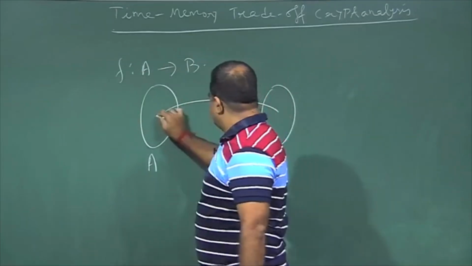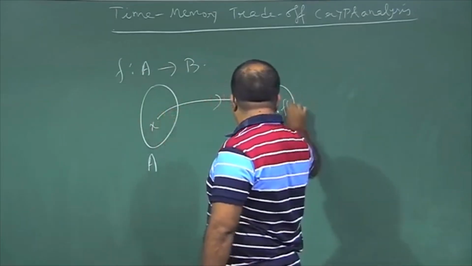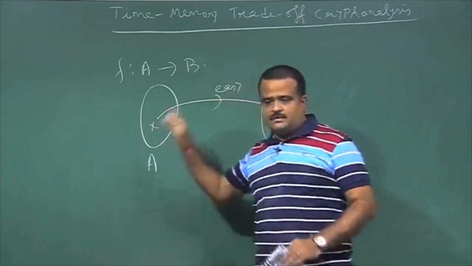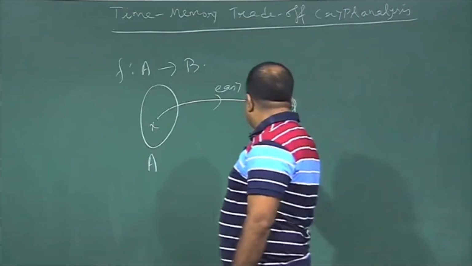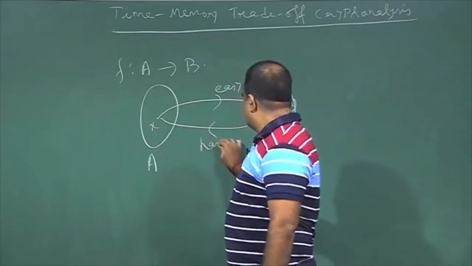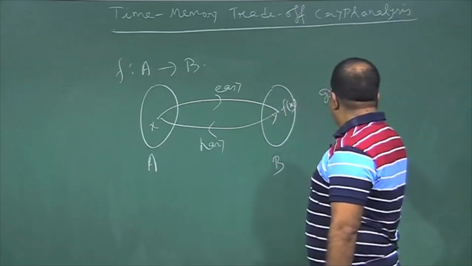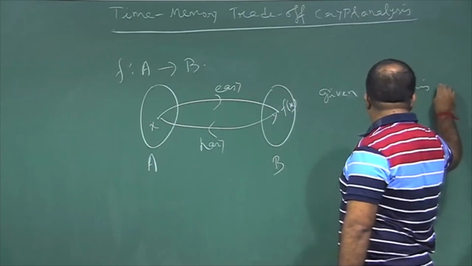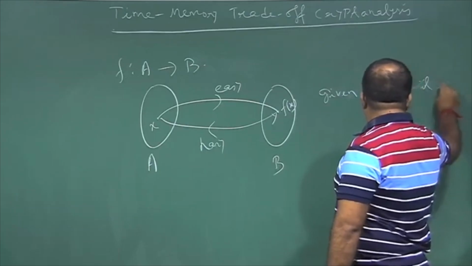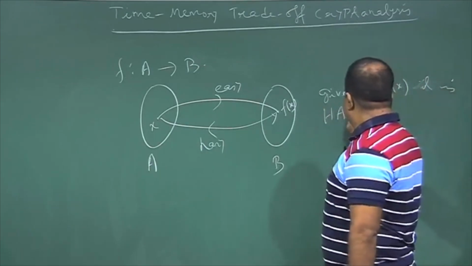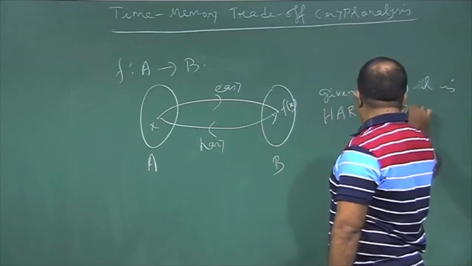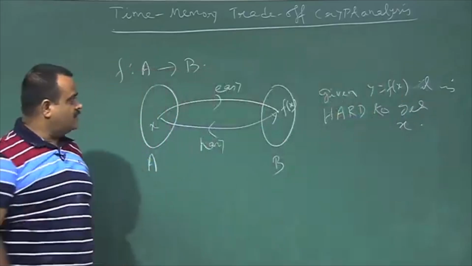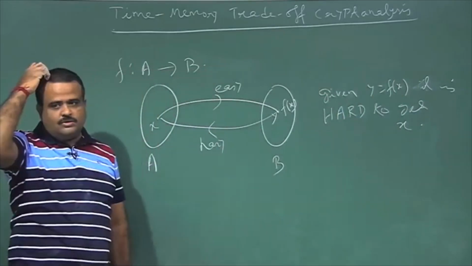So, in this direction it is easy. If we have an x, it is f of x, which is basically y. This is easy, meaning there is a polynomial time algorithm to compute this. But in this direction it is hard. Given f of x or y, it is hard to get x. Inverting f is called a one-way function.